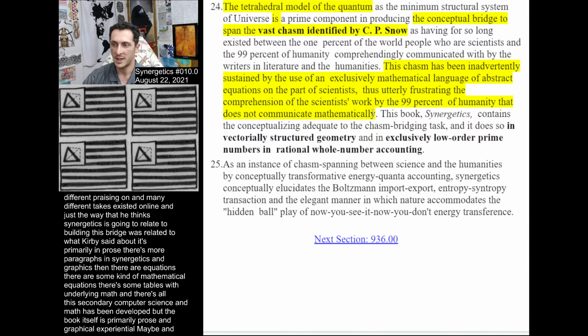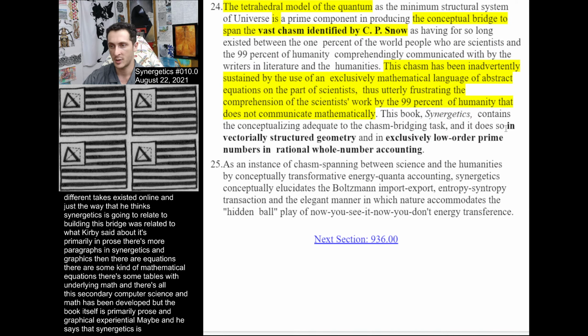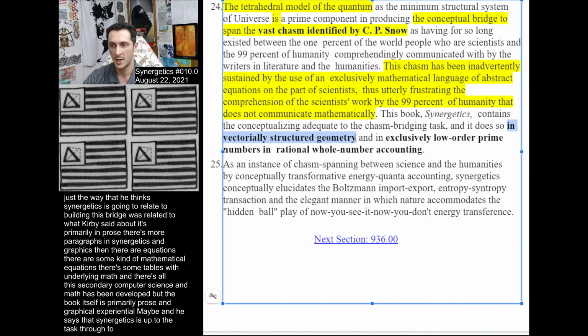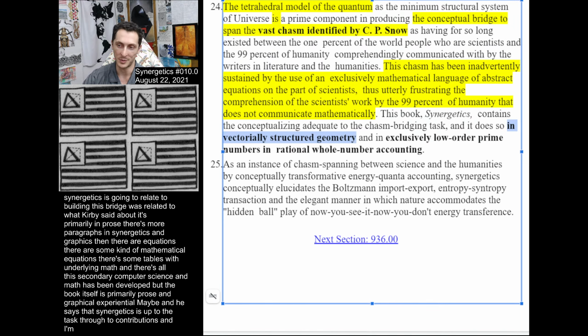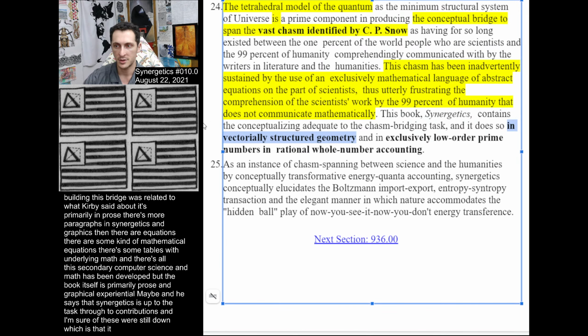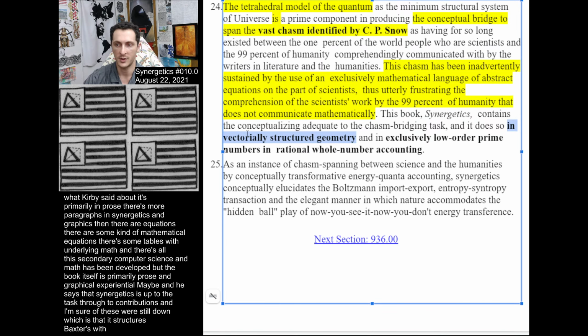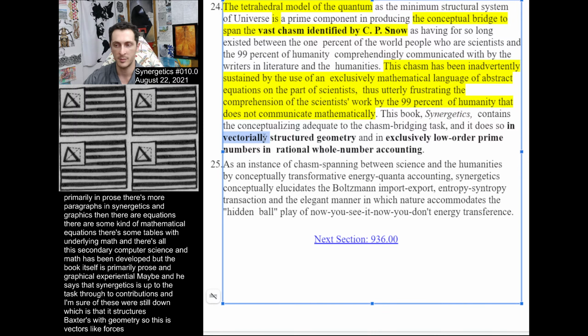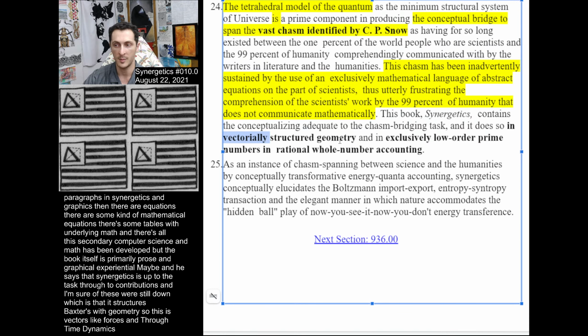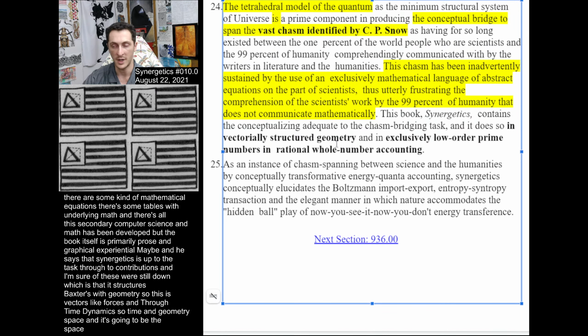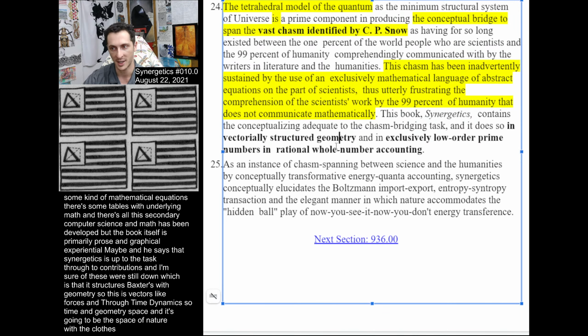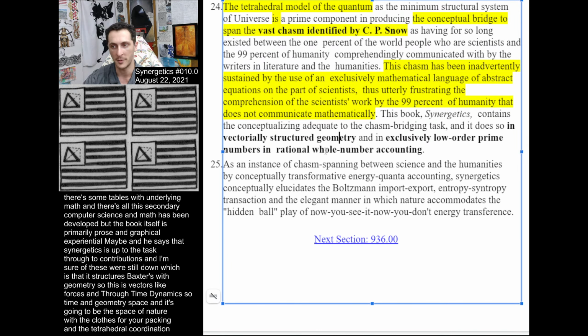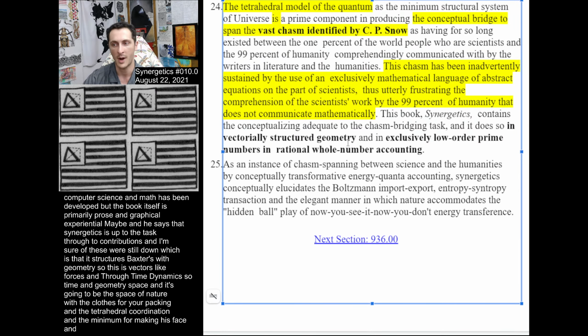And he says that Synergetics is up to the task through two contributions. And I'm sure these were distilled down, which is that it structures vectors with geometry. So this is vectors like forces and through time dynamics, so time, and geometry, space. And it's going to be the space of nature with the close sphere packing and the tetrahedral coordination and the minimum of 4 making a space enclosing system rather than an XYZ Minecraft voxel world.